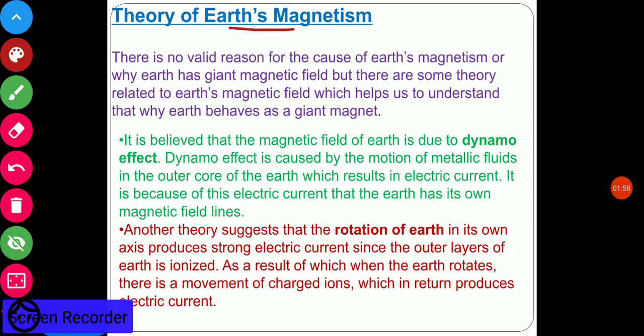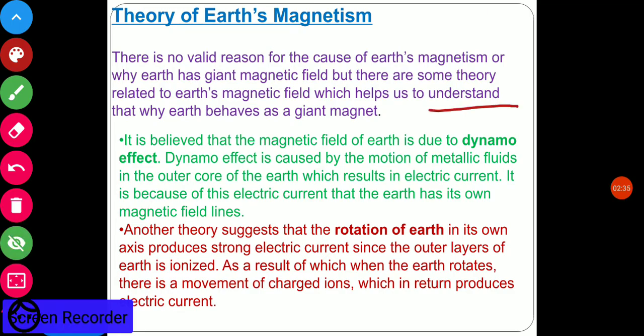Now, theory of the Earth's magnetism. There are many theories which explain the cause of the magnetic field inside the Earth, but still no theory has valid proof. So there is no valid reason for the cause of the Earth's magnetism or why the Earth has a giant magnetic field. But there are some theories which help us understand why the Earth behaves as a giant magnet.